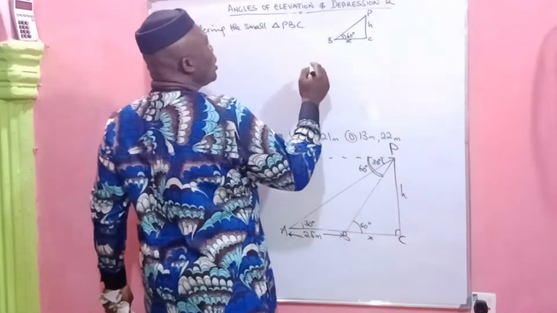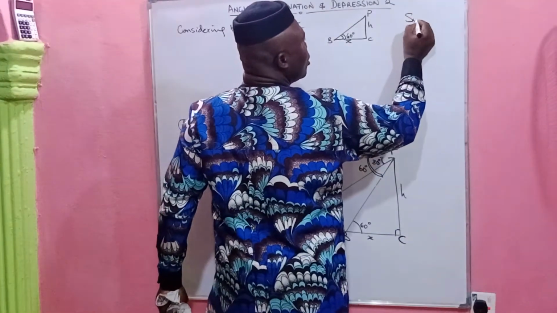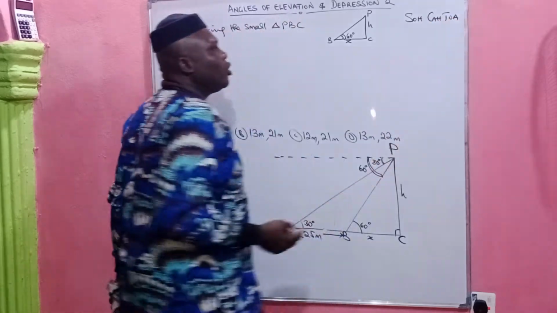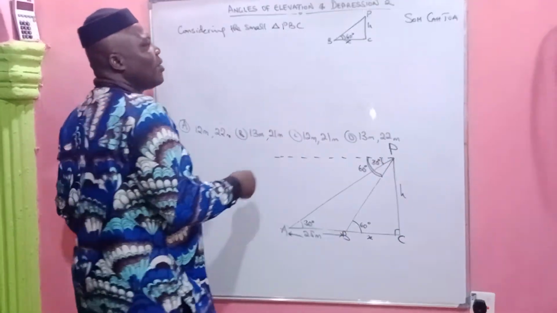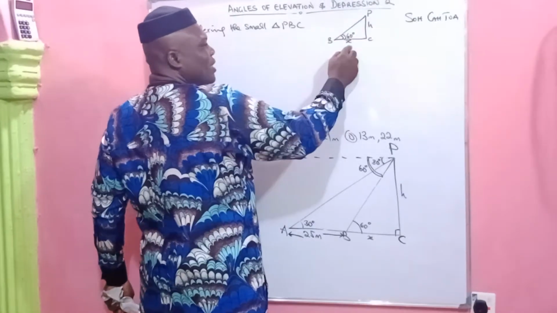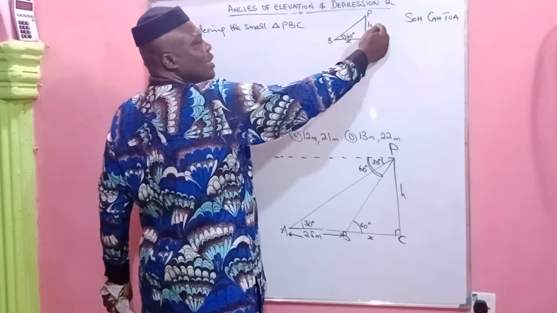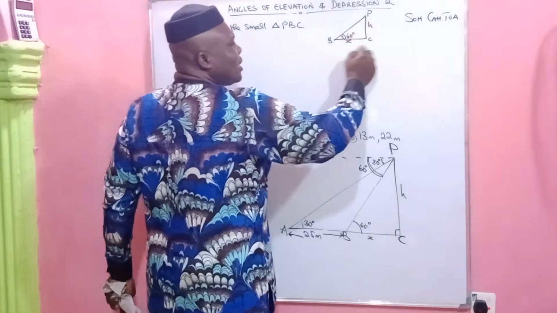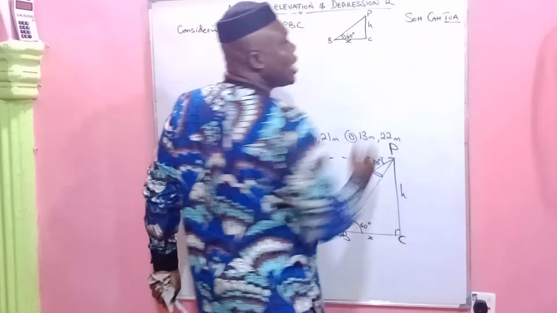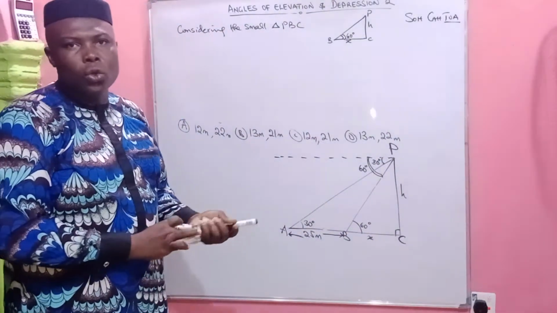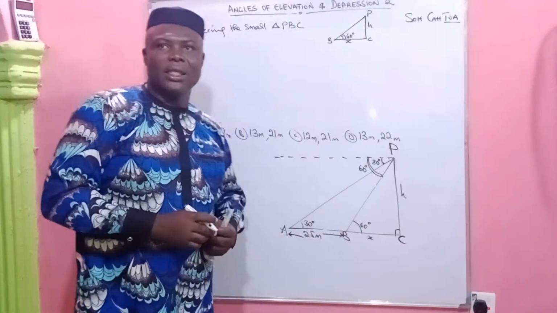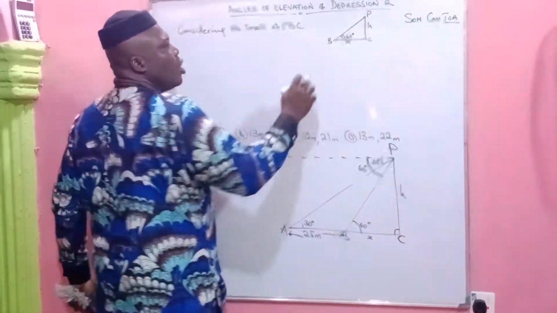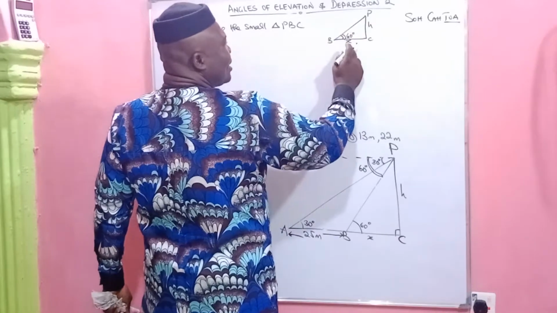Now, if you look at using SOHCAHTOA, you will see that the only trig identity that relates opposite to adjacent, because we've been given the opposite as H and we want to find the adjacent as X. So opposite adjacent is only tan. That's why I say tan is the most widely used trig identity in solving angles of elevation and depression in most cases. All right, so we have opposite and adjacent, we are using tan.